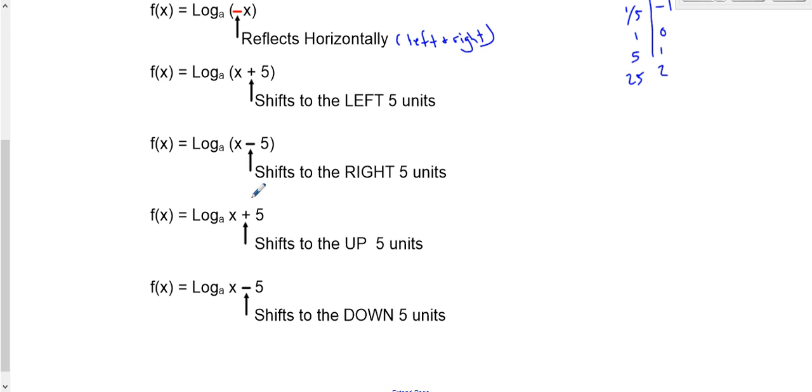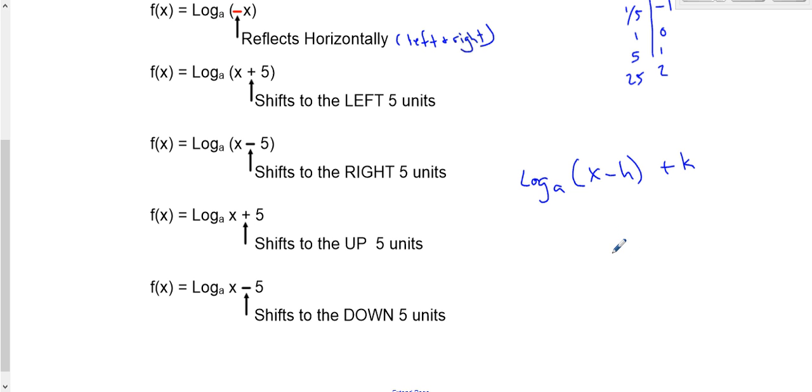If I have a logarithmic function where I'm just adding 5 and it's not inside parentheses, this would be up 5 units. And if I have minus a number, that is shifting down. So if these are not in parentheses like we had up above, then it's going up and down. Okay, so if we look at this, we have log base a of (x minus h) plus k.